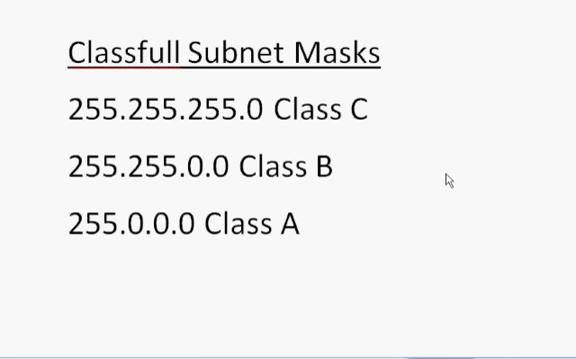Okay, if you have classful subnet masks, these are the three classful subnet masks. The first one here is a class C classful subnet mask. If you have a subnet mask 255.255.255.0, you have a classful class C subnet mask, right? And in this case, the better term is classful net masks, all right? Let's change that so we don't make that mistake.